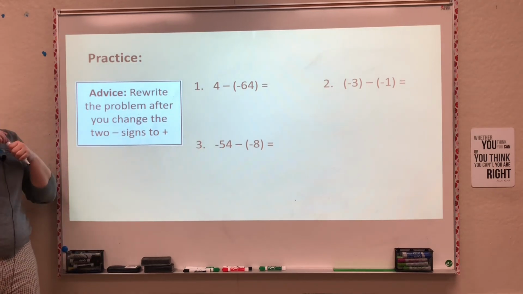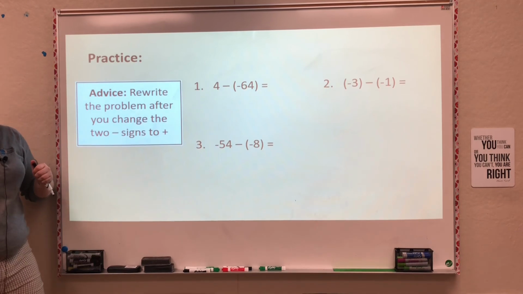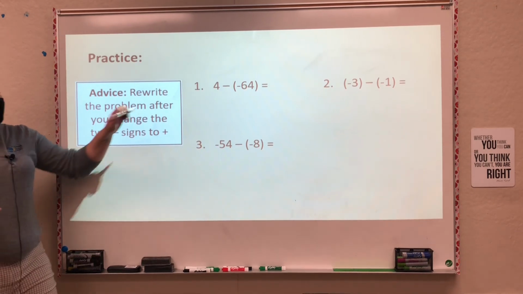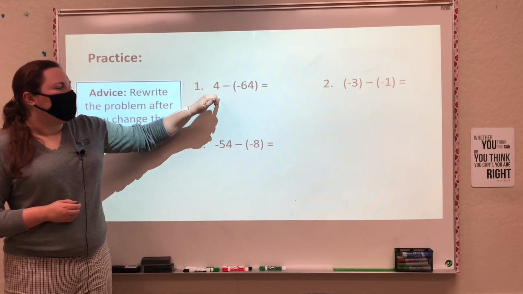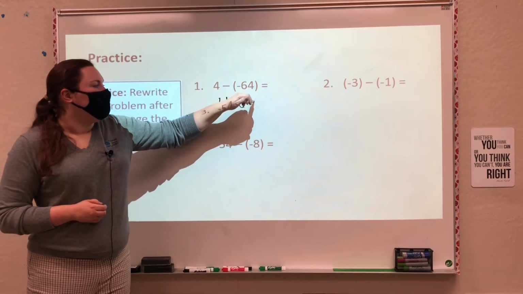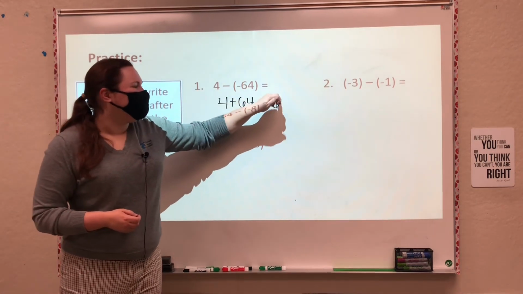Sounds like a plan? This first one here, tell me what I would want to do for 4 minus negative 64. Just sign the positive. Yep, plus. So if I wanted to write it again, I could write 4 plus 64, or 64 plus 4. That's also correct. 68.